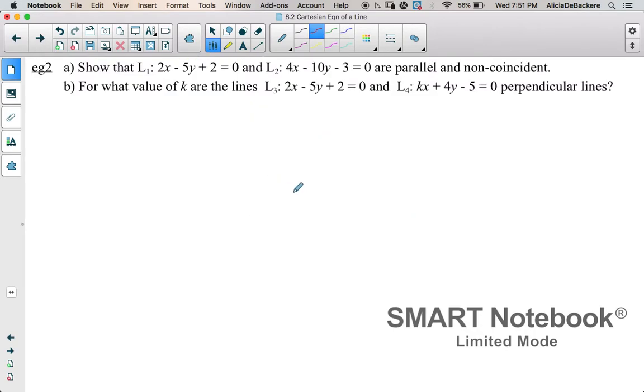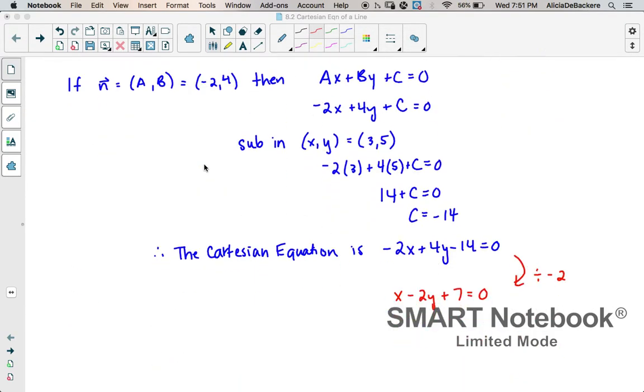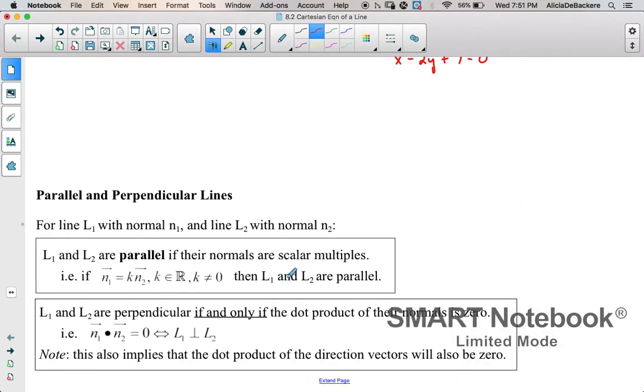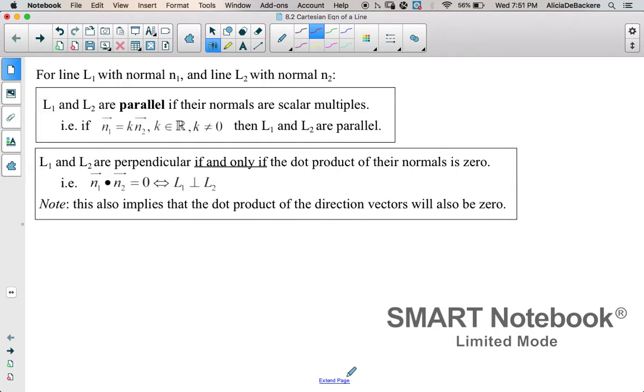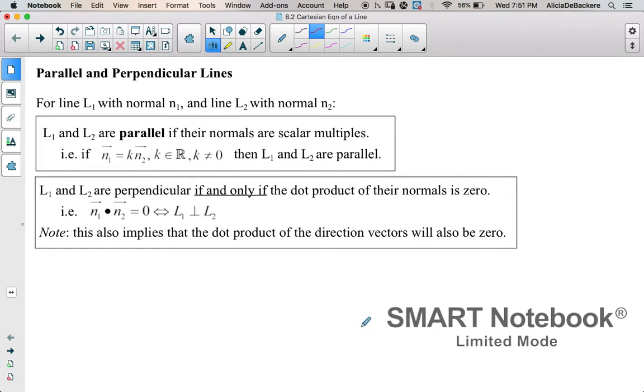All right, example 2. Oh, sorry, I missed the bottom of that page. The bottom of this page is talking about parallel and perpendicular lines. Remember, parallel lines run in line with each other, and sometimes we use this symbol for parallel, and then perpendicular meeting at 90 degrees, and sometimes we'll use this symbol as well for perpendicular.